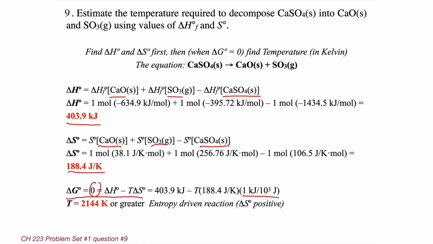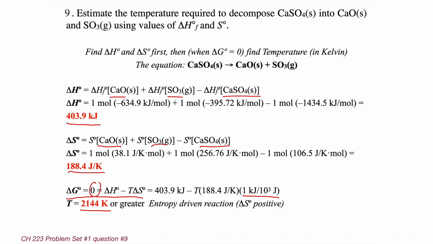So 403.9 kilojoules equals T times 188.4 divided by 1,000. We're going to set them equal to each other. So we're going to add T times 188.4 divided by 1,000 to both sides. And if you end up solving for T, and I recommend you do this as a practice, you get the number 2144 Kelvin. And what this means is at 2144 Kelvin, the delta G value is 0.